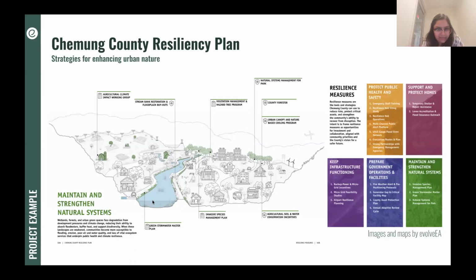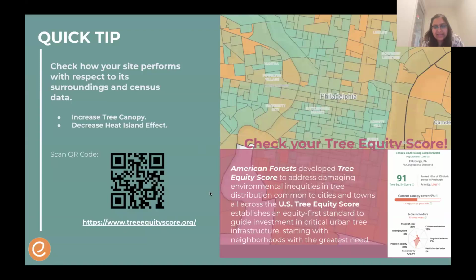And with that, we have a quick tip in the next slide. Yeah, so American Forests has developed a tree equity score. You may be familiar with this, but the idea is that trees have a lot of co-benefits. It's a great strategy to explore further in your area. You can scan the QR code or click on the link to see what this looks like.